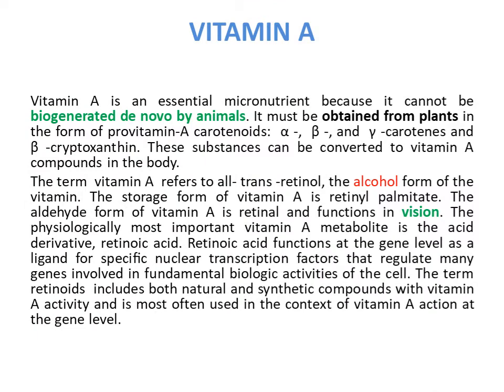Vitamin A. Vitamin A is an essential micronutrient because it cannot be biosynthesized de novo by animals. It must be obtained from plants in the form of provitamin A carotenoids: alpha, beta, and gamma carotenes, and beta cryptoxanthin. These substances can be converted to vitamin A compounds in the body.